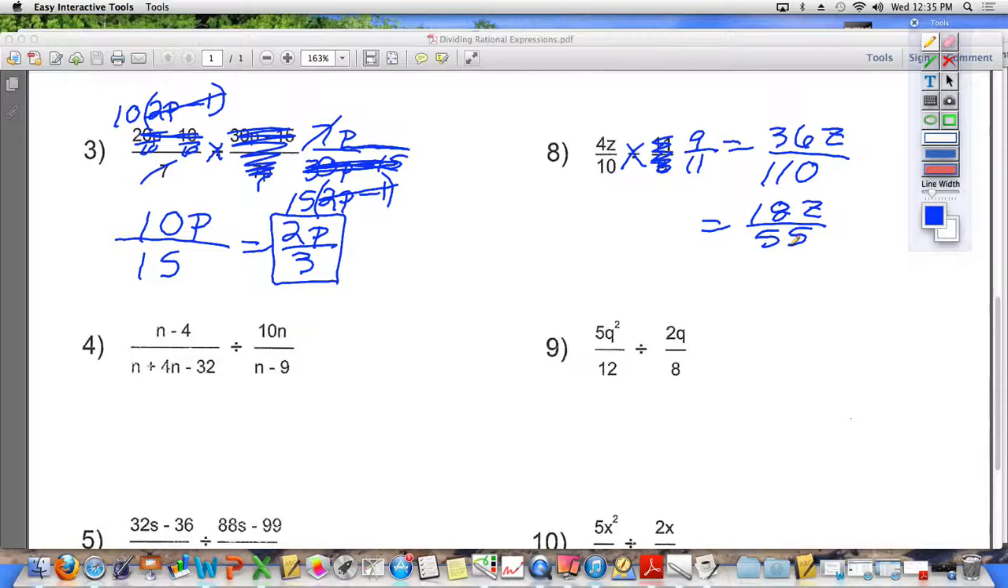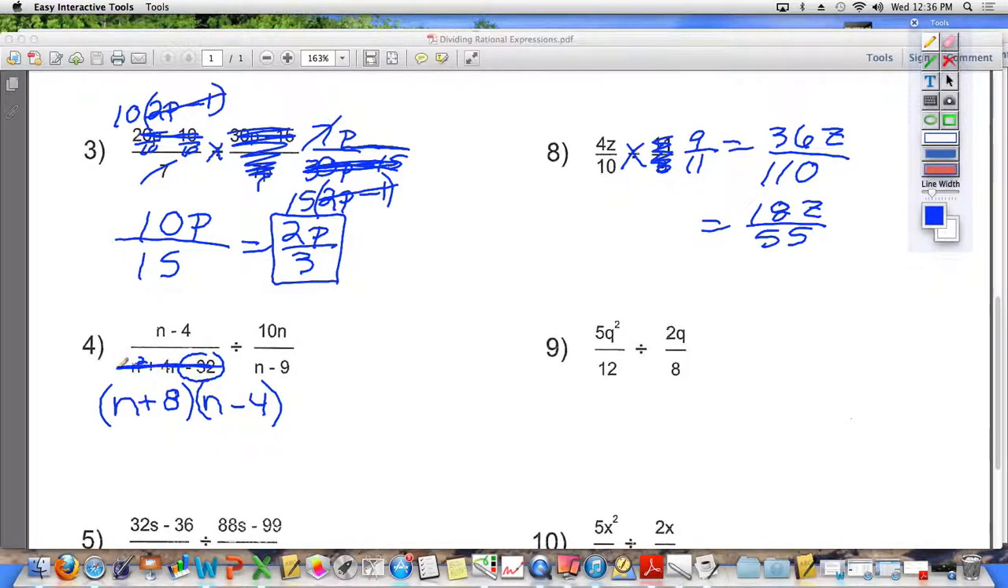Anything I can cancel out in number 4? Doesn't look like it. So factor. This thing can be factored. By the way, this is supposed to be an n squared. It looks like maybe it didn't print very well. What 2 numbers multiply to give you a negative 32, and when you add them together, they get you a positive 4? 8 and 4. One of them's negative. Which one's going to be negative? The 4 is going to be negative. Yep.